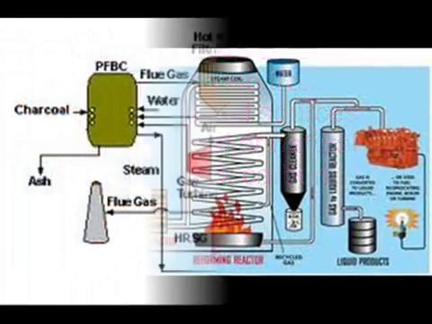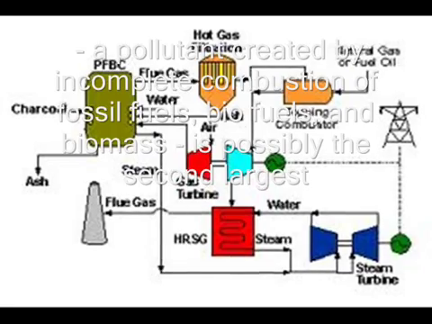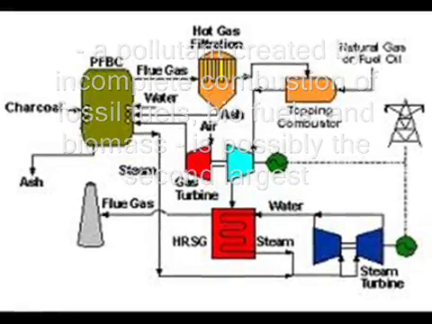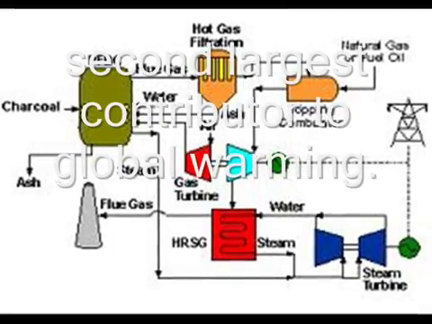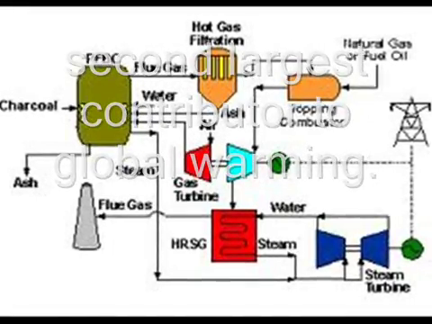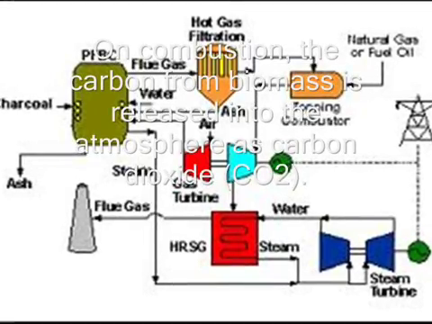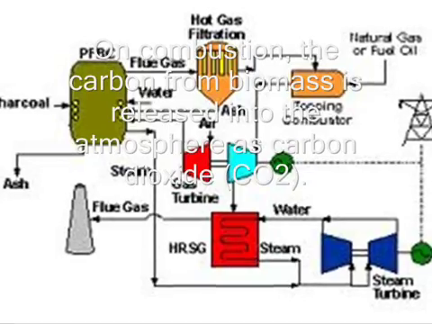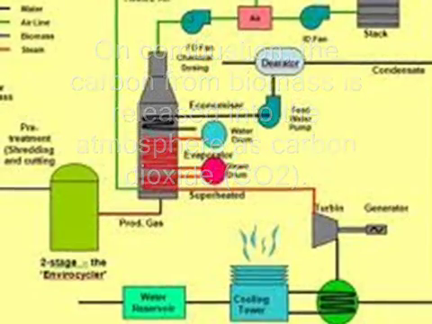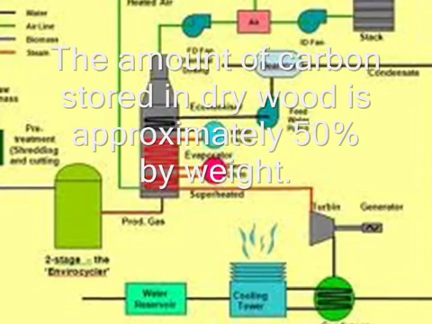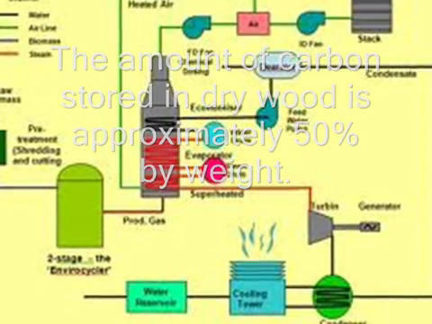Black carbon, a pollutant created by incomplete combustion of fossil fuels, biofuels, and biomass, is possibly the second largest contributor to global warming. On combustion, the carbon from biomass is released into the atmosphere as carbon dioxide. The amount of carbon stored in dry wood is approximately 50% by weight.